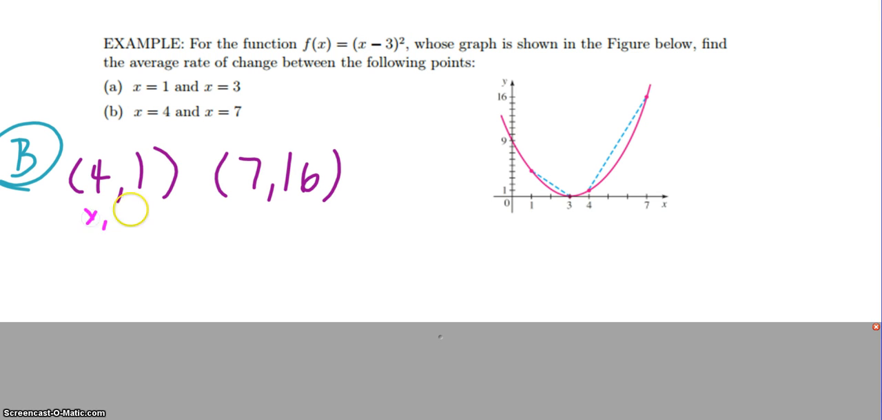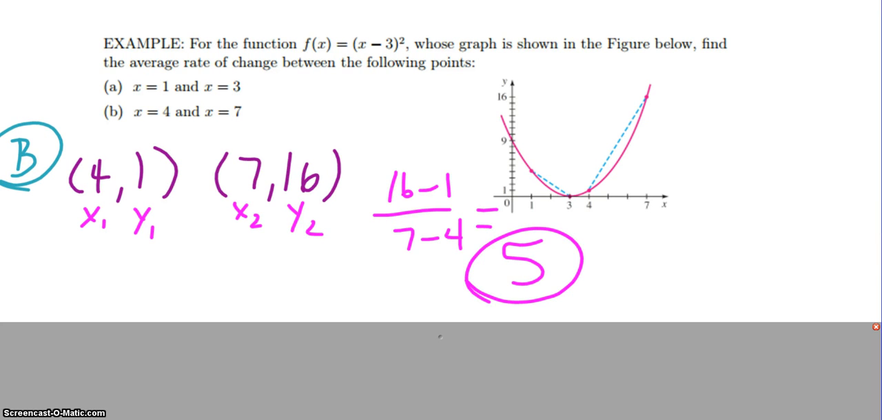So x1, y1, oops, I wrote that backwards. I said it right. There we go. So we have 16 minus 1 over 7 minus 4. So 15 over 3 is 5. So the average rate of change here is 5. Okay?